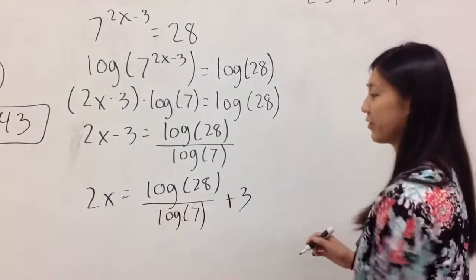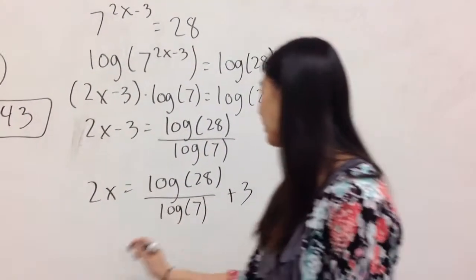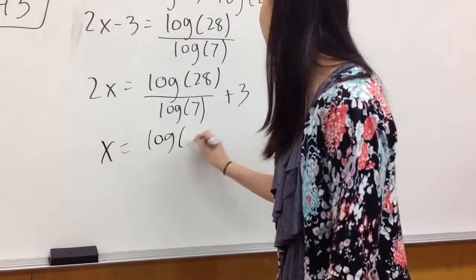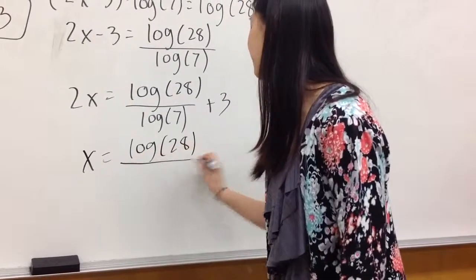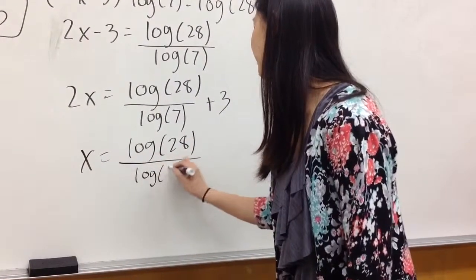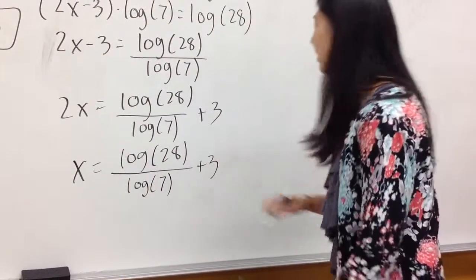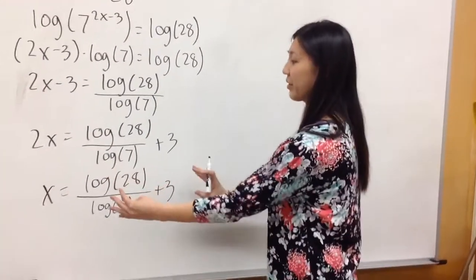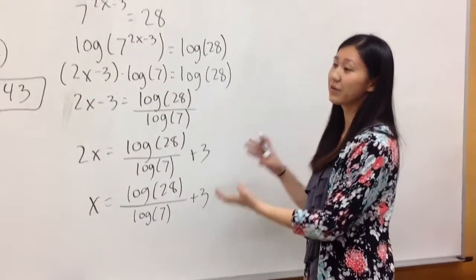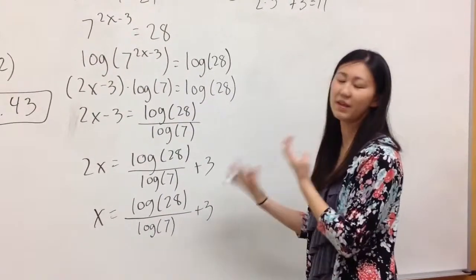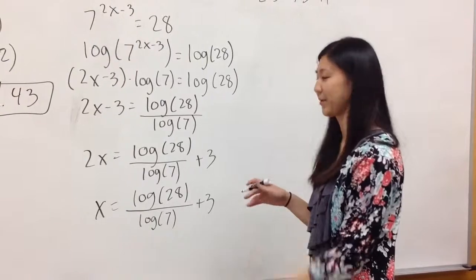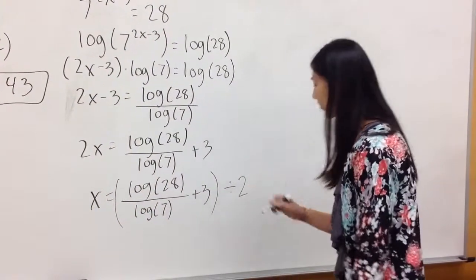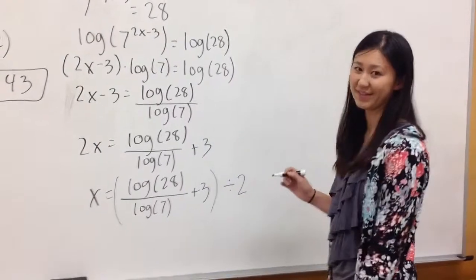And we're going to divide by 2 on both sides. So when I divide by 2, it's going to look like this. So I have log 28 over log of 7 plus 3. Now you could divide by 2 in a couple different ways. You could say that the whole thing is being multiplied by 1/2, or you could say that the whole thing is being divided by 2. Either way you can do it. Doesn't really matter which way. So I'm going to say that the whole thing is being divided by 2. And that's how I'm going to type it into my calculator.